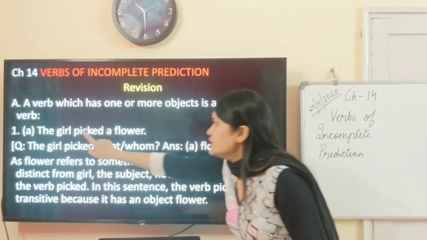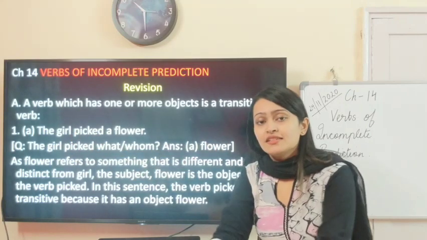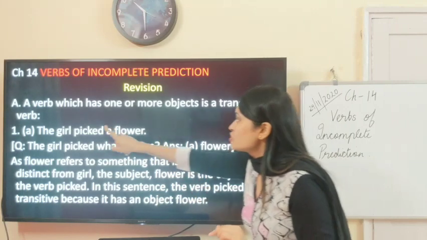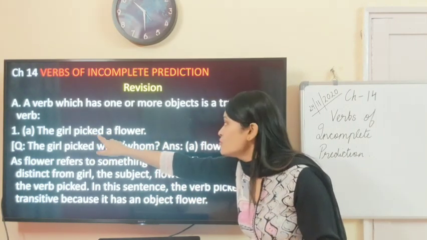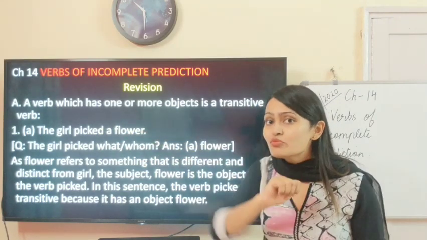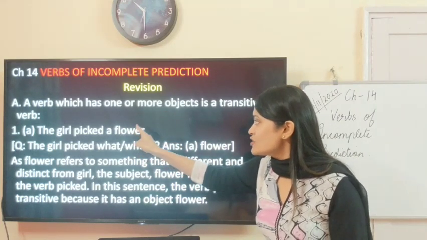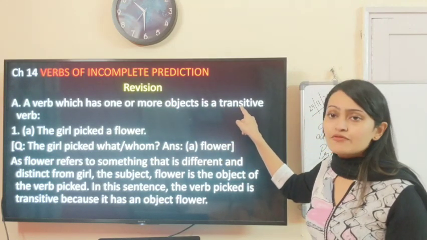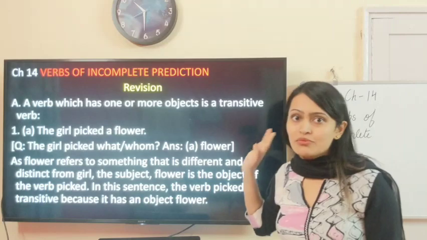So for example, the girl is the subject over here. Picked. Picked is an action. Action is a verb. Okay, so picked what? What is the action getting performed on? The flower. So the flower is the object. How many objects are there? One object. So that is why, because it has an object, this verb is a transitive verb. Whenever there is an object, the verb will be a transitive verb.